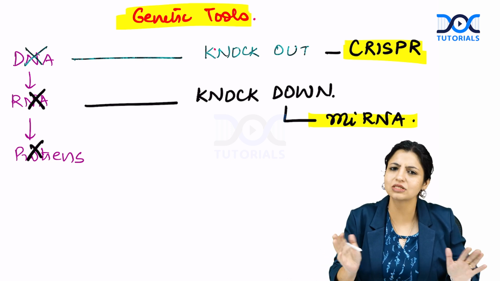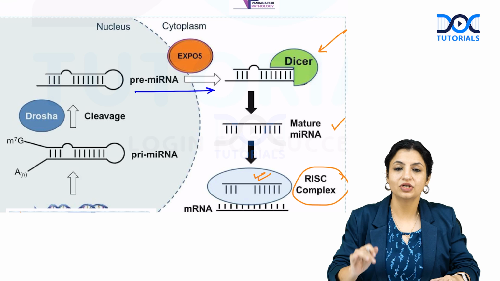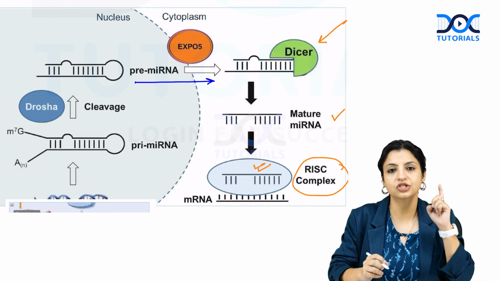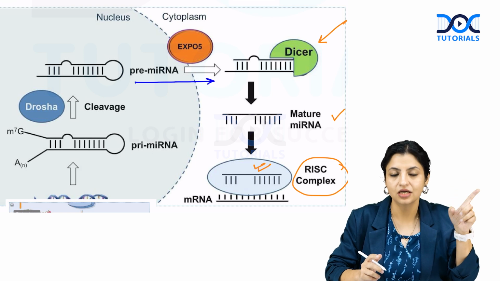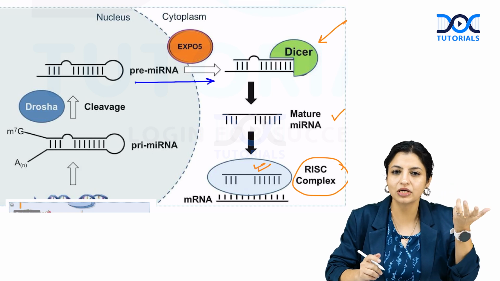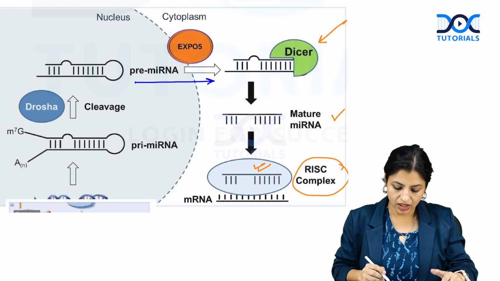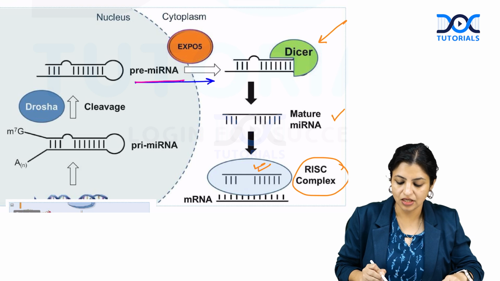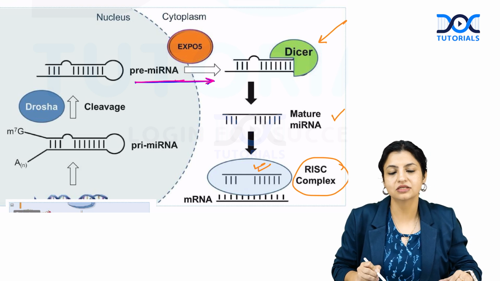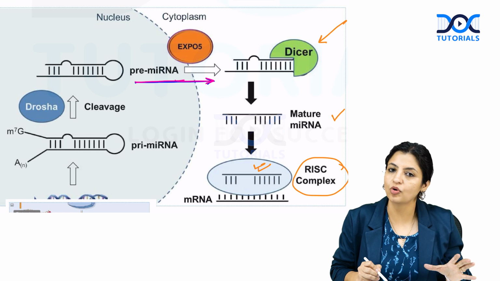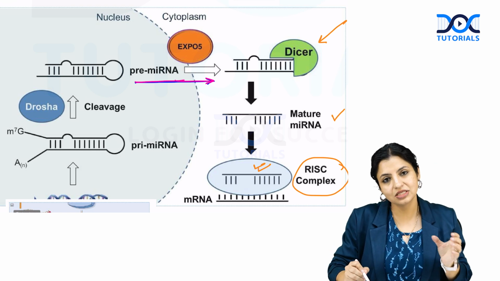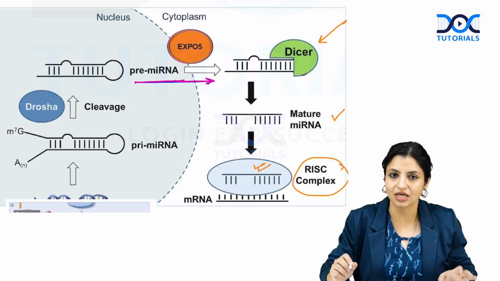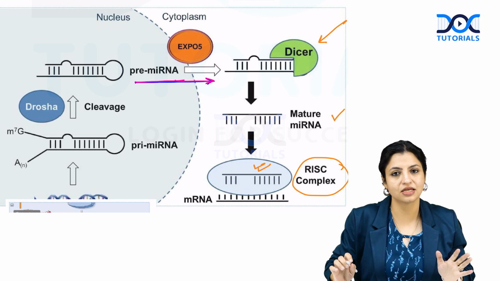First, let's talk about knockdown, which is a temporary modification. Let us see how knockdown technology works. It usually works with the help of double-stranded RNA, which is a hairpin-looped RNA. This RNA is basically your pre-microRNA, which is formed in the nucleus and exported out of the nucleus with the help of a molecule called XPO5. Once this double-stranded RNA comes out into the cytoplasm, it is immediately acted upon by a molecule called Dicer, which breaks the double-stranded RNA into single-stranded microRNA.